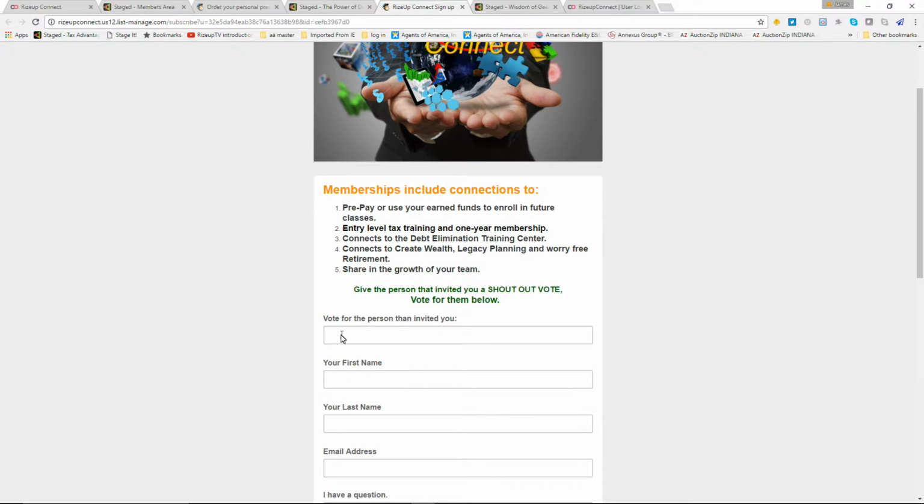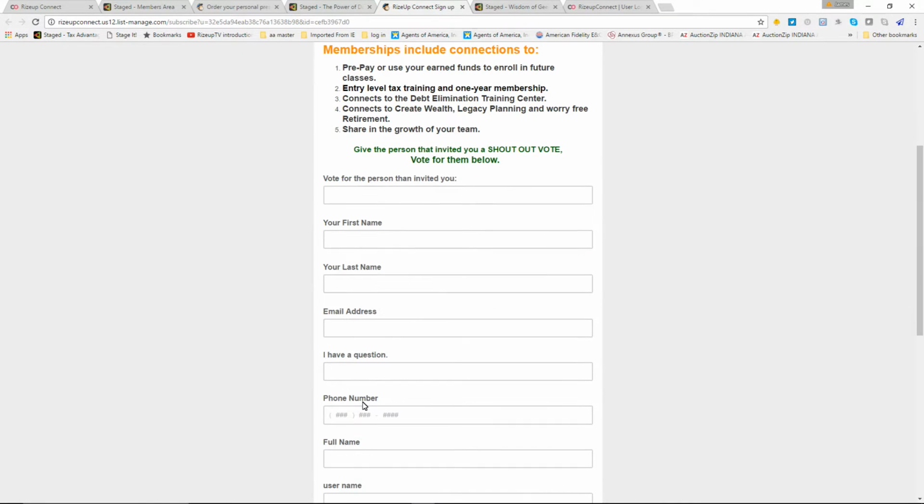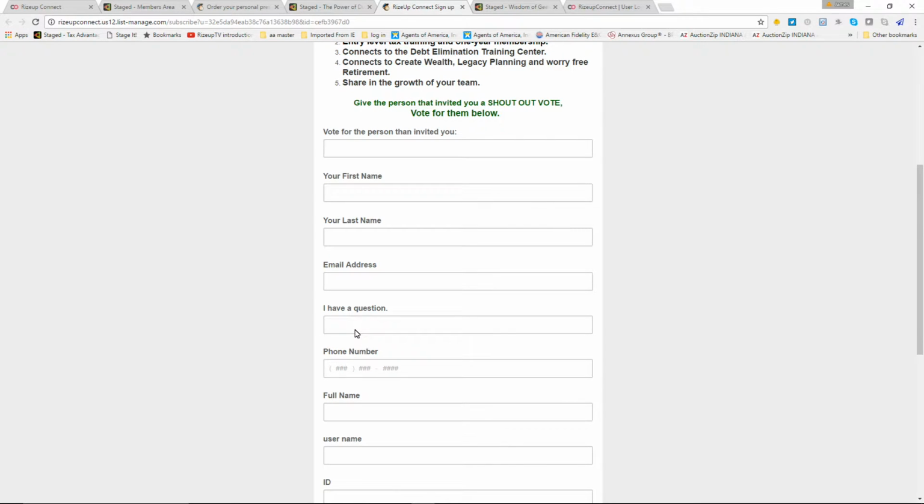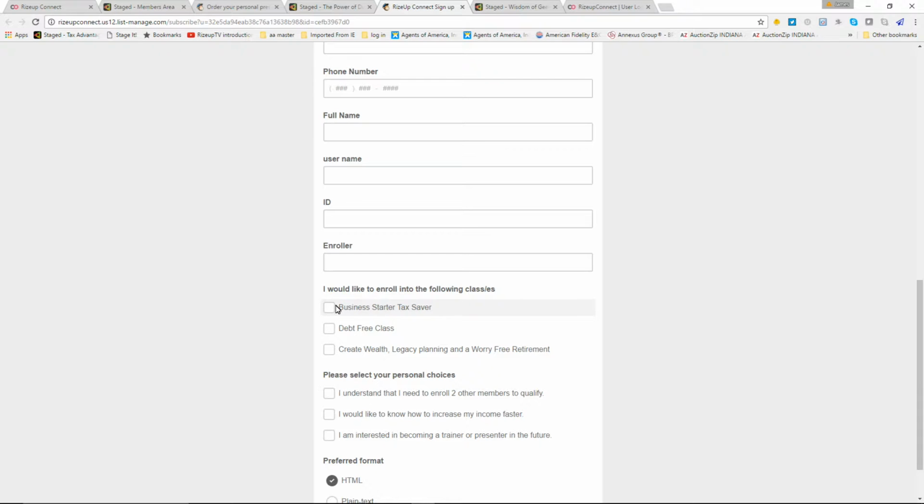It says vote, give the person that invited you a shout out. That just means vote for the person that invited you. Give them credit. Put their name here, your first name, last name, and if you have a question about anything you want to call back, just type in your question to know what you're interested in taking, the tax class, the debt-free class, one of the other classes to get started.